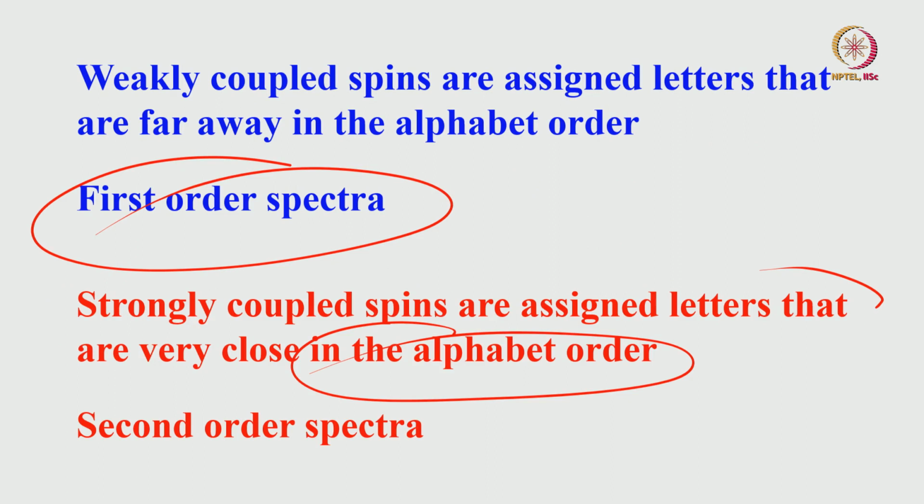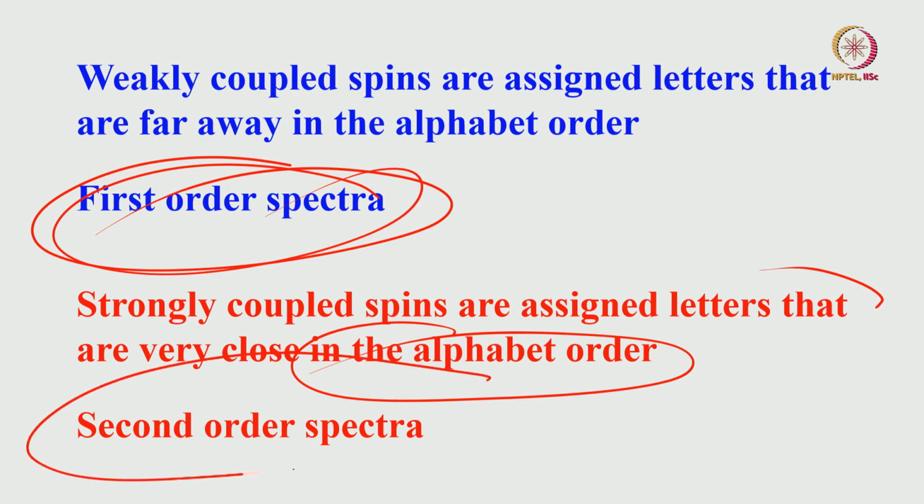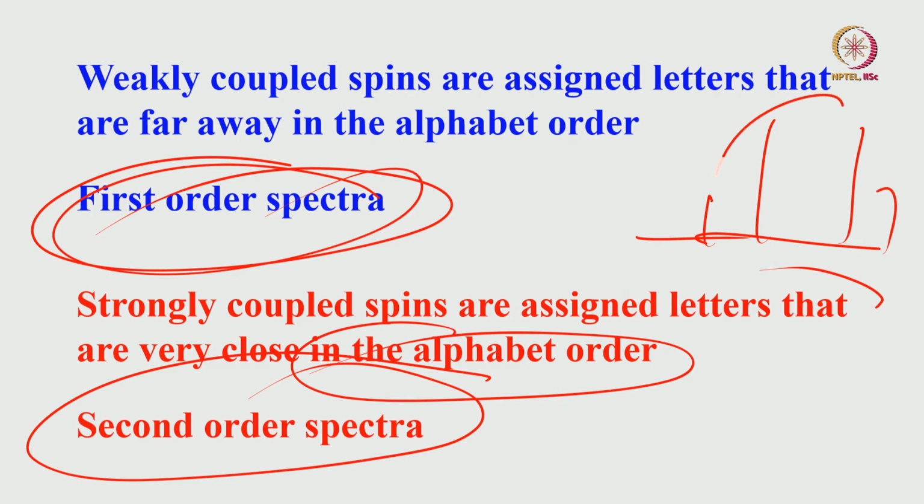Weakly coupled gives you a first order spectrum, straightforward analysis is possible, and strongly coupled spectra are called second order. There is no way you can analyze in a straightforward way. You have to use quantum mechanical calculations. Although I showed you the simple 2 spin case, where we get a 4 line pattern with 2 central lines of higher intensity than the 2 outer lines, even the intensity you have to calculate, it is not easy. You have to do some mathematical analysis. So, the second order spectra are not easy to analyze. You have to do quantum mechanical calculations or numerical simulations.